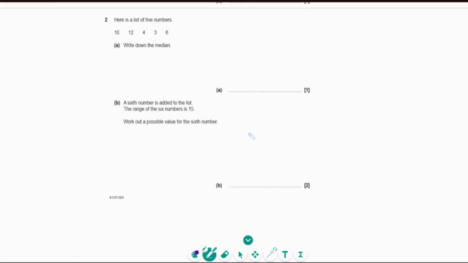Here is a list of 5 numbers: 10, 12, 4, 3, 6. Write down the median. To find the median, you need to order your numbers from smallest to largest and choose the middle number. If I cross them off from each end, you'll see the middle number is 6.